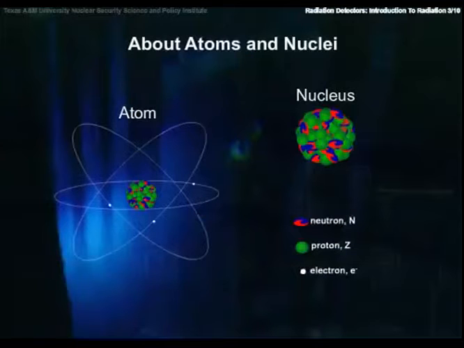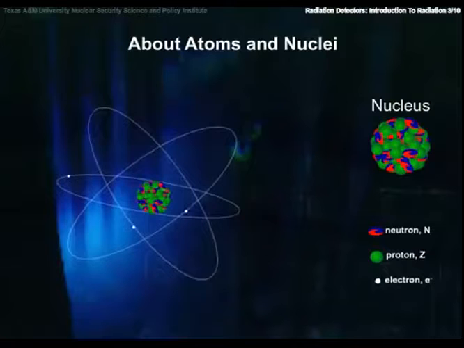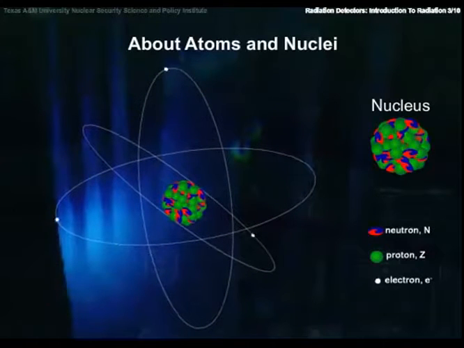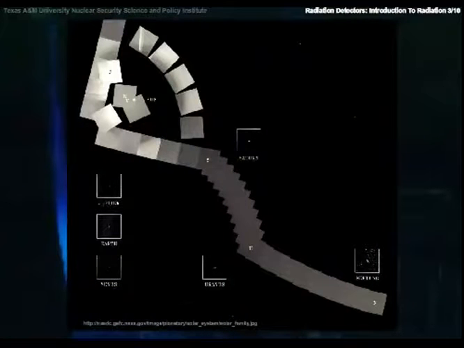Now let's look at how atoms are put together, because you need to have a good picture of this when we start talking about detecting radiation. An atom has a nucleus, and this nucleus is surrounded by the same number of electrons as there are protons in the nucleus. Let's look. This is not the picture you thought you'd see, I'll bet.